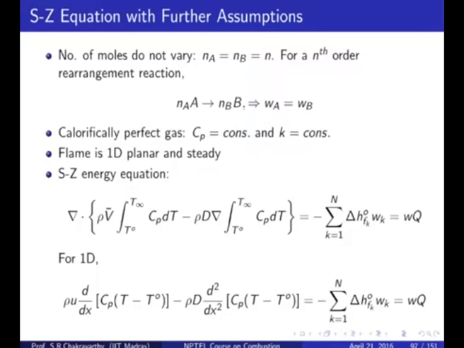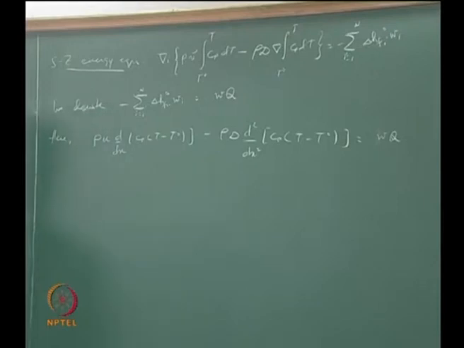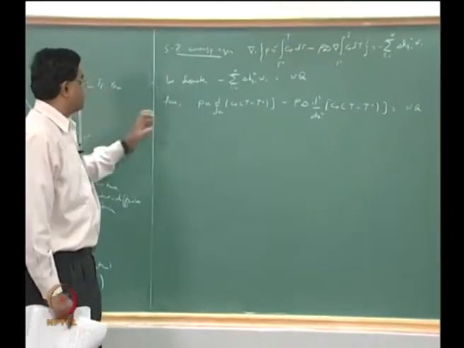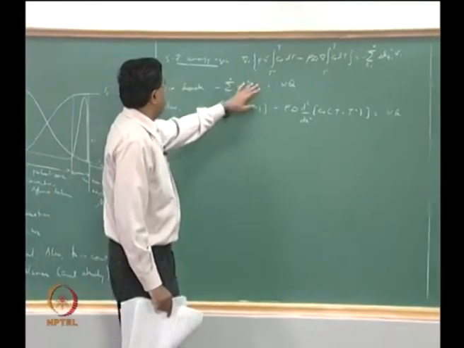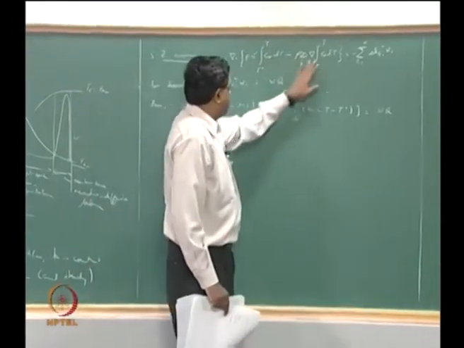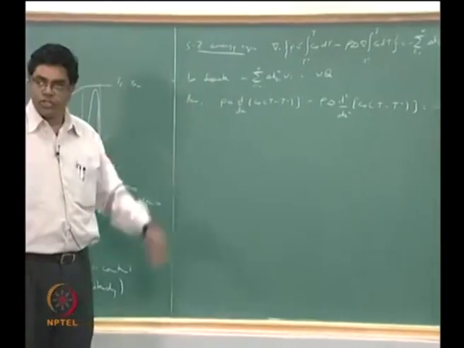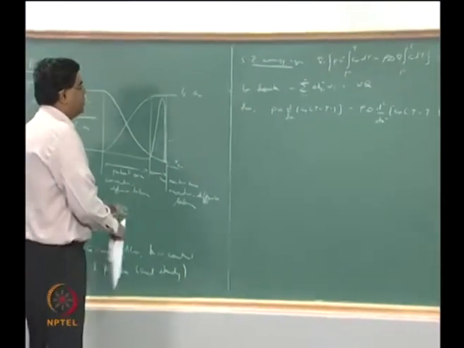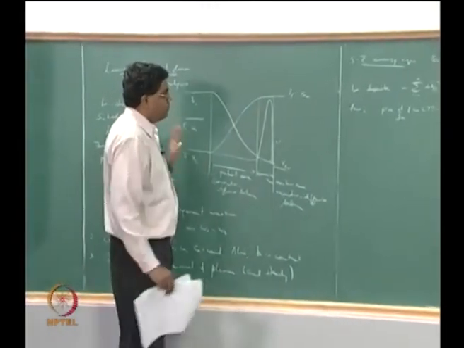Essentially, the divergence has become d by dx, and for a one-dimensional flow, we know that rho u is a constant. Therefore, we can pull it out of the derivative, since rho u together as a product is constant, and then we evaluate the integral for a constant cp, and we do the same thing over here. Since it's one-dimensional, we can write it as an ordinary derivative instead of a partial derivative, because things are varying only along x, which is in this direction across the flame.